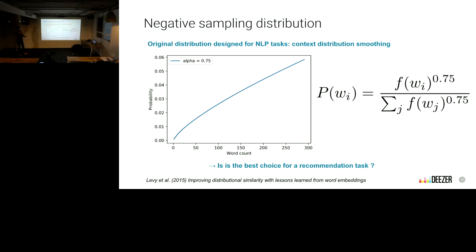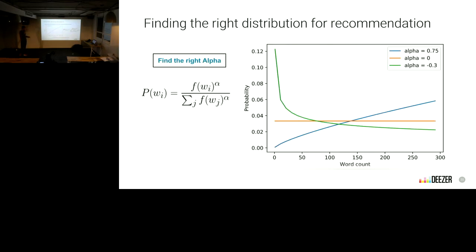The distribution that is used is the following. When you create your negative training pairs, you are more likely to choose popular items as negative samples. And so we asked ourselves, is it the best choice for a recommendation task? We want to also optimize on these hyperparameters and see if we can gain performance. In order to do that, we are going to change the value of alpha right here.